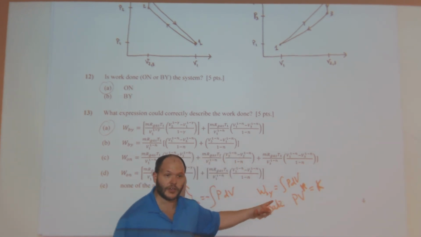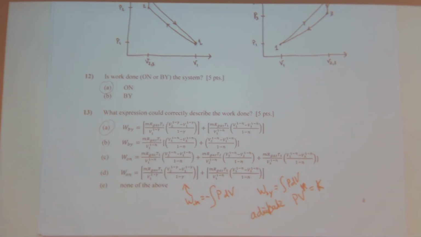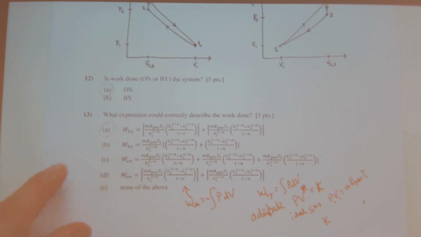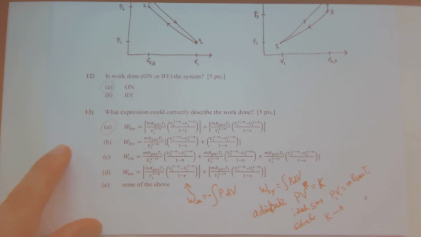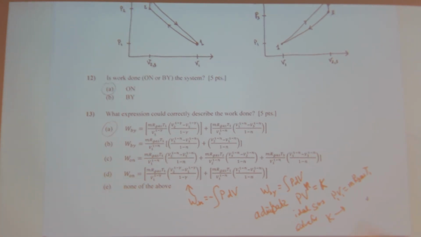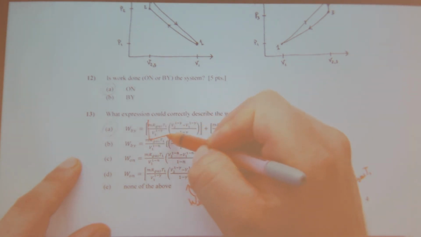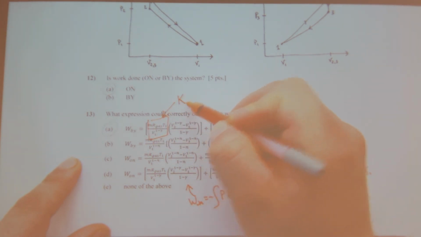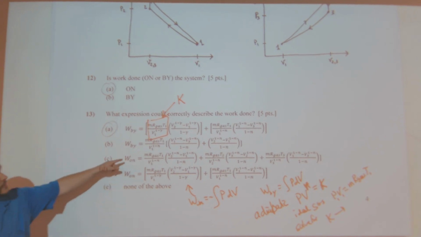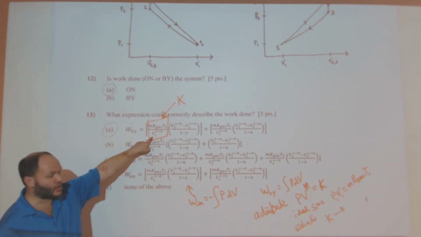Now, when it's an ideal gas, I have another relationship, the ideal gas law. So for an ideal gas, I have PV equals mRT, and I can put ones here. Then using these two, I can solve for K. I can solve for K. This is K. Solving for K.